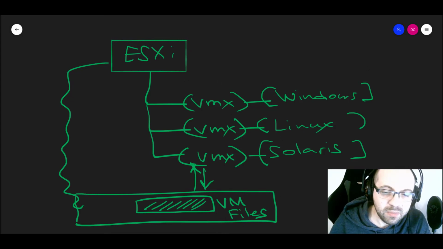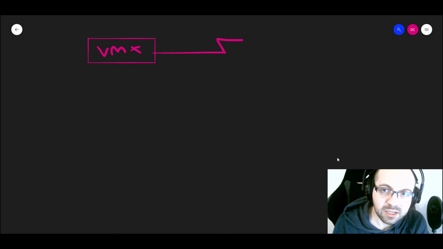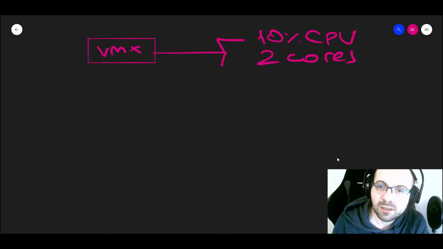So the VMX process has configuration, which tells how much RAM it uses. It should translate into the CPU and RAM and other settings. So the process, which is VMX, is actually running and consuming, let's say, 10% of CPU of the host and 2 cores. And it consumes 4 GB of RAM.